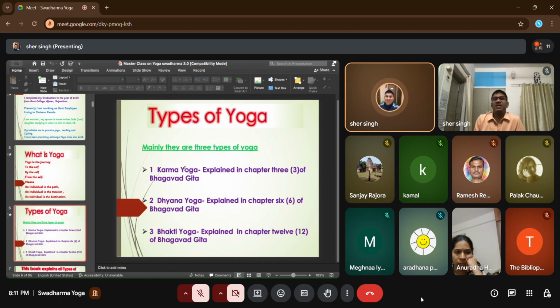So yes, the next slide is the types of yoga. How many types of yoga have you come across in your life?